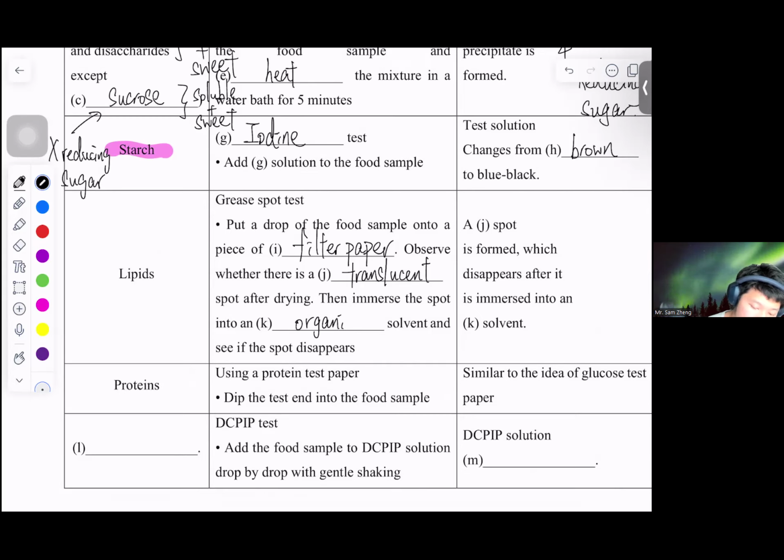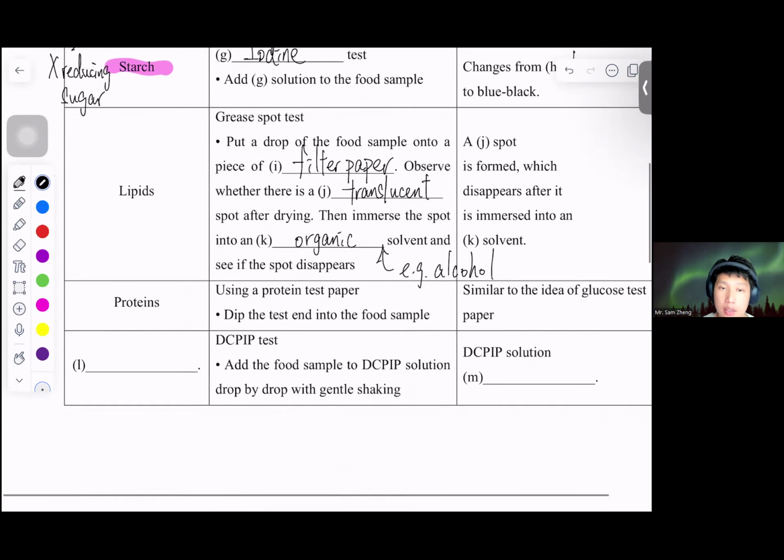Then in this case we will immerse the spot into what we call an organic solvent. One example of an organic solvent would be alcohol. Now if the spot disappears, then it is 100% that it is lipid found in the food sample. But if it still appears, then there might be no lipid within the sample.